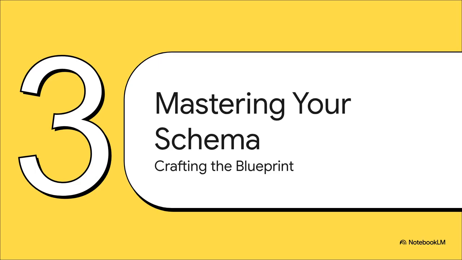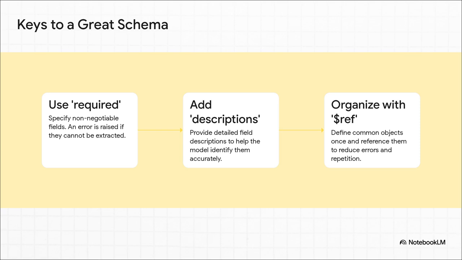So, okay, getting a valid JSON is a huge first step, but getting the right JSON, well, that requires crafting a really good schema. So let's talk about how to build that perfect blueprint for the AI. It really boils down to three simple but super powerful keys to a great schema. First, use the required keyword to tell the model which properties are absolutely non-negotiable. Second, provide good, clear descriptions for each field to give the model context. And third, for more complex stuff, you'll want to organize your schema using something called $ref.